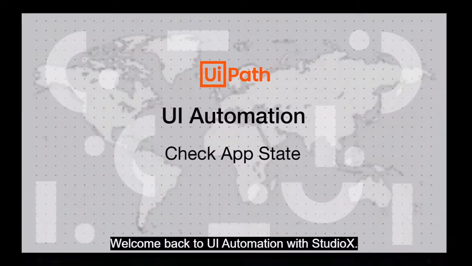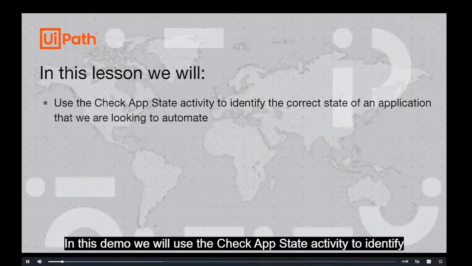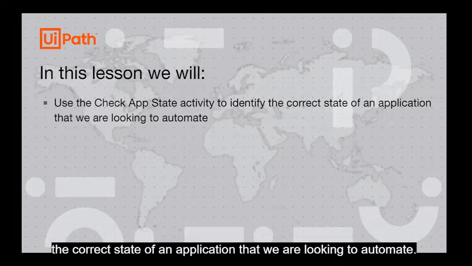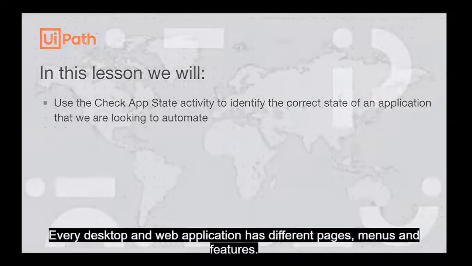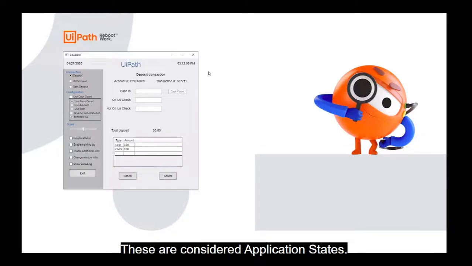Welcome back to UI Automation with Studio X. In this demo, we'll use the Check App State activity to identify the correct state of an application that we're looking to automate. Every desktop and web application has different pages, menus, and features. These are considered application states.